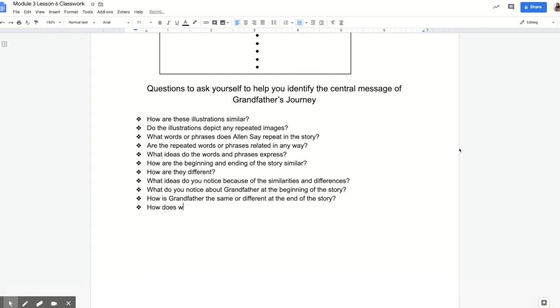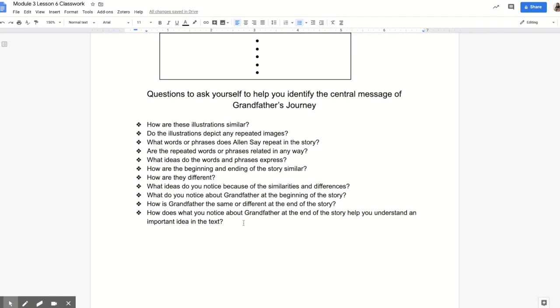And how does what you notice about grandfather at the end of the story help you understand an important idea in the text? All right. So again, I want you to be thinking about these questions as you are rereading the text to figure out, what is Alan Say trying to teach me in Grandfather's Journey?